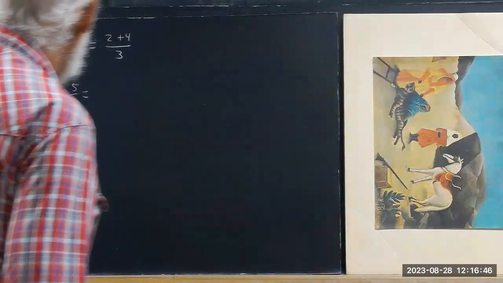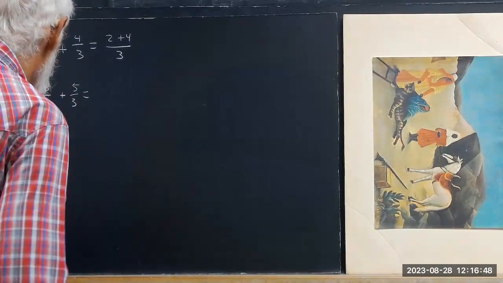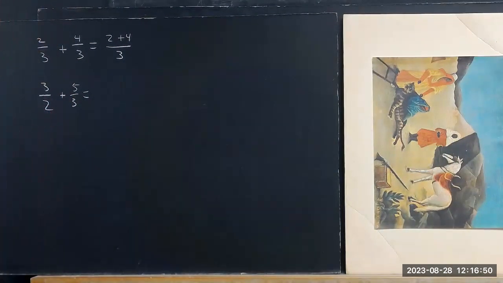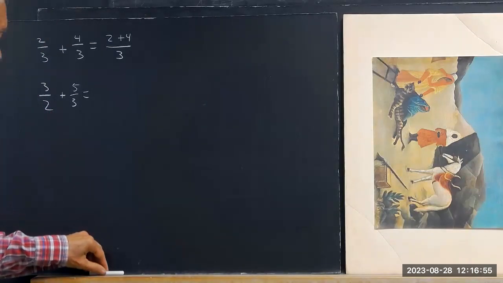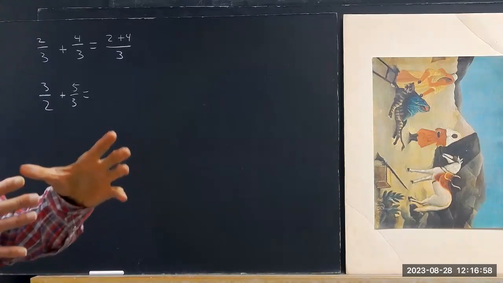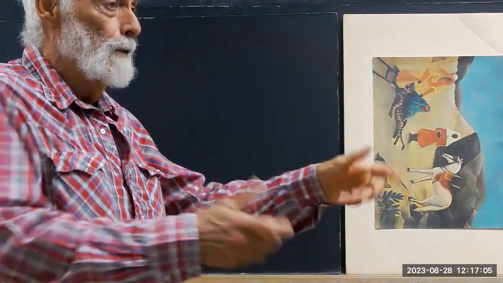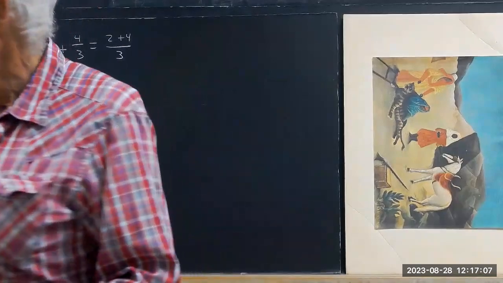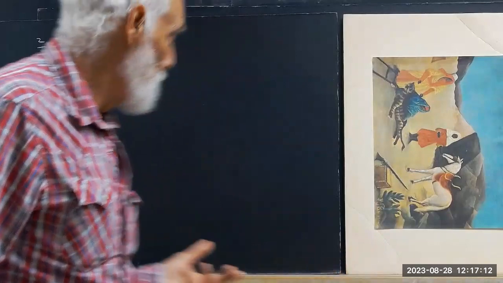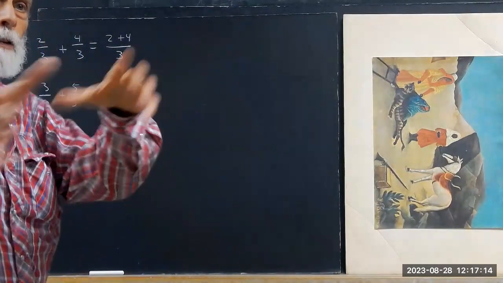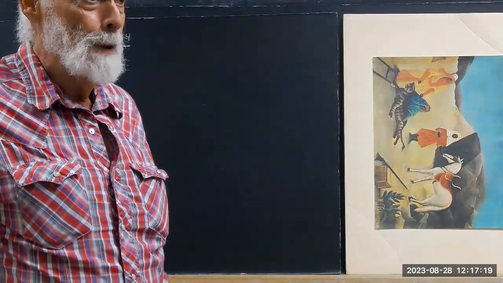Okay, so now 3/2 plus 5/3. This is a little trickier. It's like you've got this pizza that's cut in half. You got a bunch of pizzas sitting over here, they're cut in half. So you go and grab yourself 3 pieces. Hopefully either it's a small pizza or you got a huge appetite. And then you got these pizzas over here that are cut into thirds, and you go take 5 of those. Now, how many pizzas have you got?